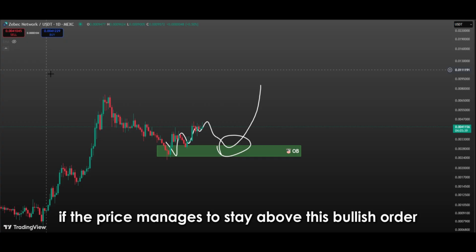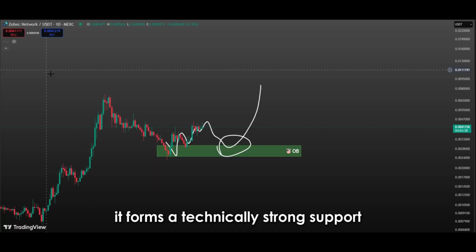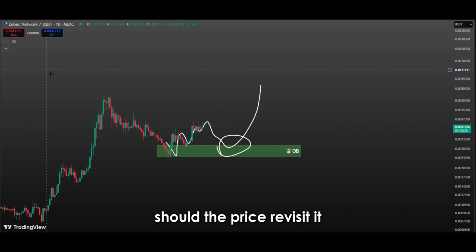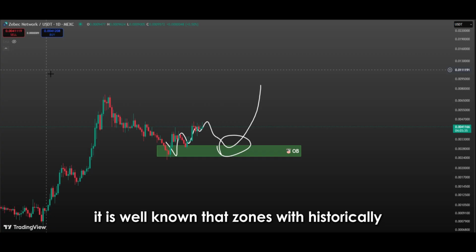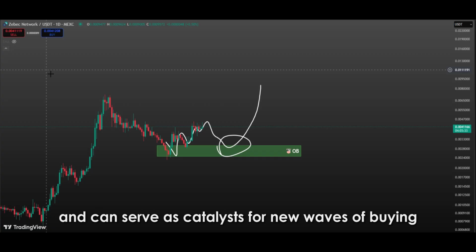If the price manages to stay above this bullish order block level, it forms a technically strong support. This support zone then acts as an area where buy orders lie in wait should the price revisit it. This builds investor confidence. It is well known that zones with historically strong buying reactions leave a positive impression and can serve as catalysts for new waves of buying.